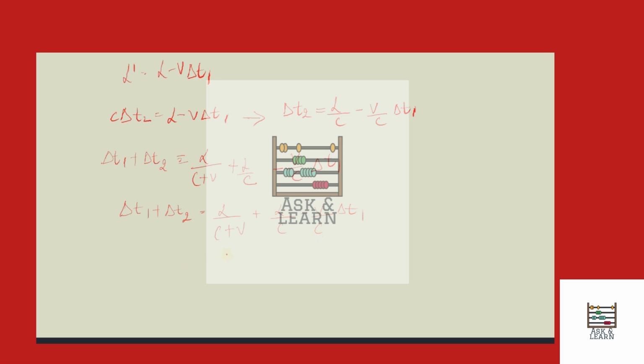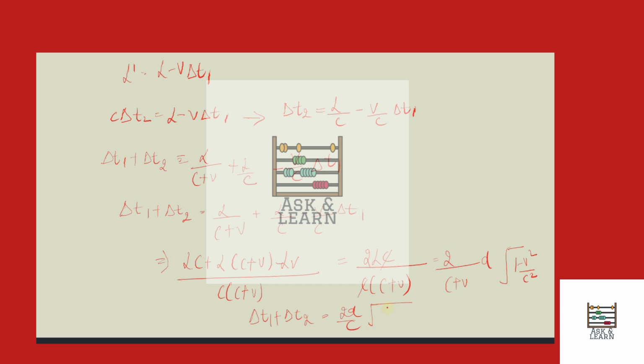Now L upon (c plus v) plus L by c minus v by c into L by (c plus v), we get (Lc plus L(c plus v) minus Lv) divided by c(c plus v), which is equal to 2Lc upon c(c plus v), which is equal to 2 upon (c plus v) times d times the square root of 1 minus v squared by c squared. We can cancel c with c. We get Δt1 plus Δt2 is equal to 2d upon c times the square root of (c minus v) divided by (c plus v).